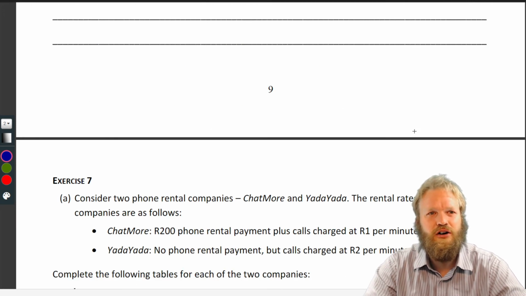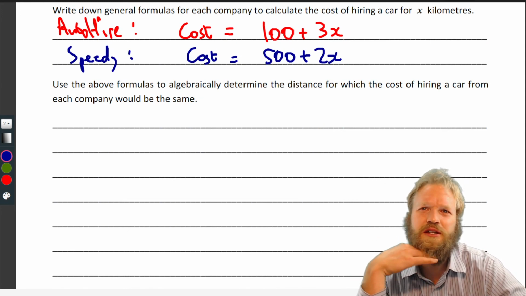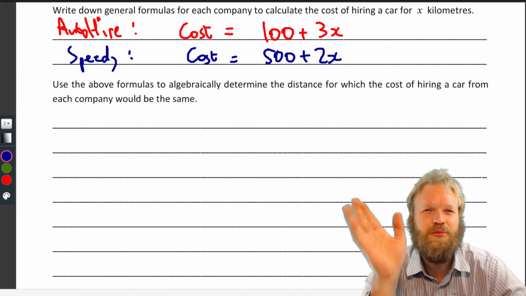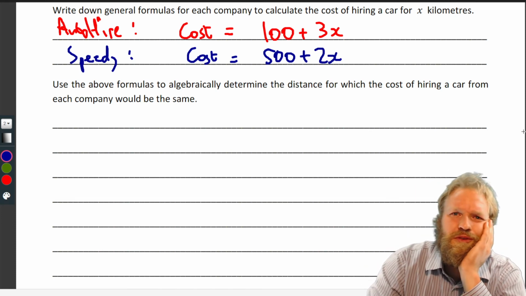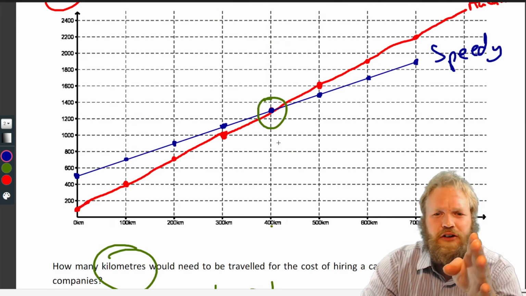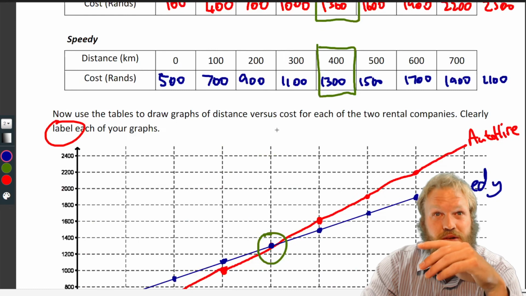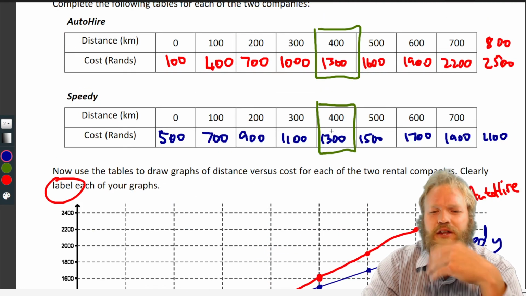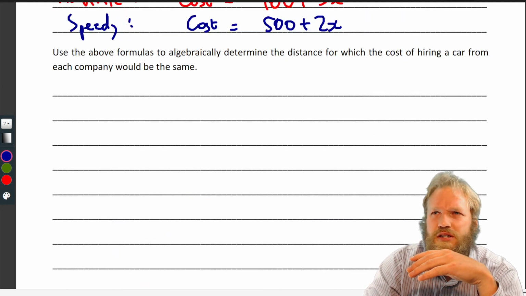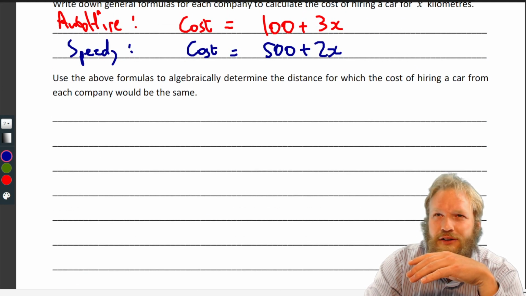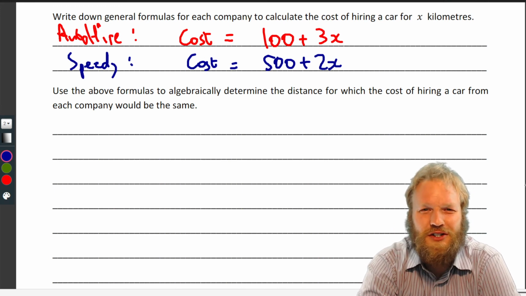Okay, let's head into our last question before you do the exercise. Use the above formulas to algebraically determine the distance for which the cost of hiring a car from each company would be the same. Okay, so it's saying algebraically. In other words, we can't just look at our graph here and go, there's the point where they're the same, where they intersect. Nice word, intersect. Or look at our table and go, there we go. We need to do this algebraically. So I'm taking my hint of leaving the previous question up there. What's your idea to solve this algebraically?